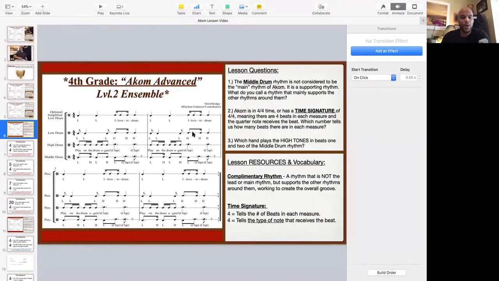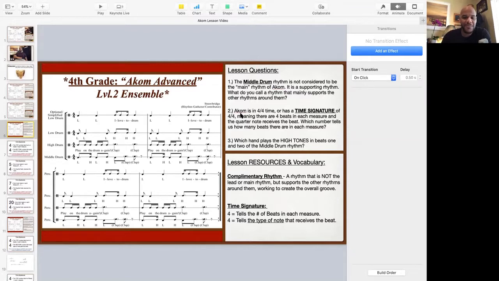Okay, so our goal this week is to learn Akom rhythm number 3, middle drum. Let's look at our lesson questions very quickly because I want you to be thinking about these questions as we go along. First, question number 1. The middle drum rhythm is not considered to be the main rhythm of Akom. It is a supporting rhythm. What do you call a rhythm that mainly supports the other rhythms around them? During the first part of this lesson, we're going to talk about what we call a supporting rhythm.